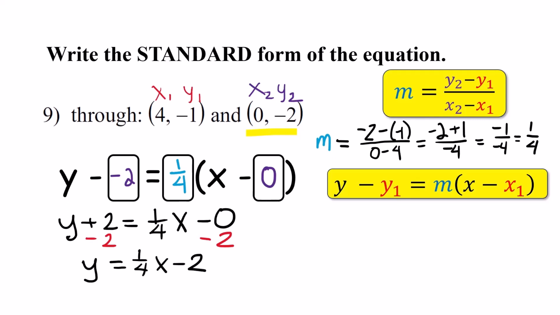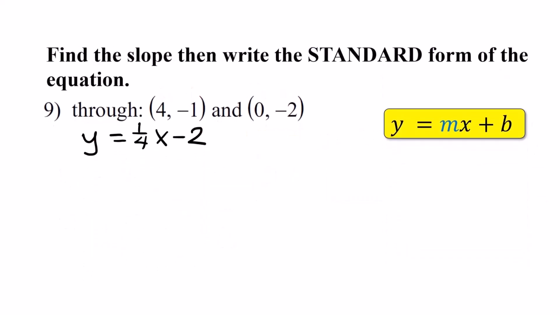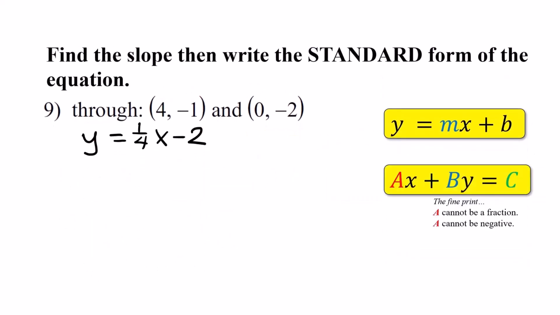Simplifying that, I end up with y equals 1/4 x minus 2. Now this is in slope-intercept form, which is awesome, but that's not where we want to go. It wants standard form, so we're not done with this yet. Make a little room here. I need to get into standard form.